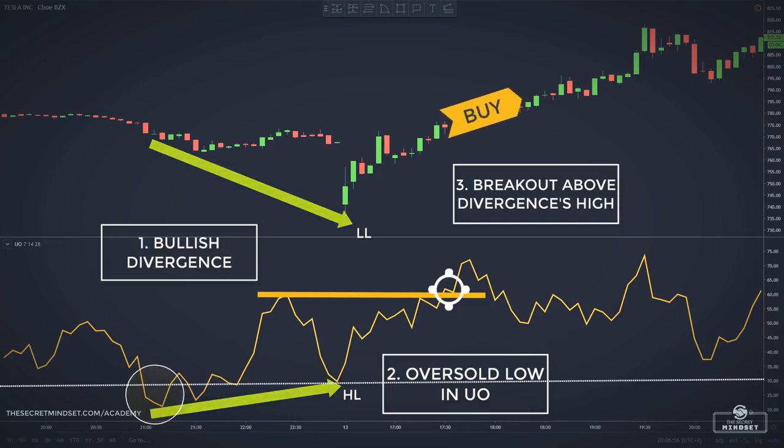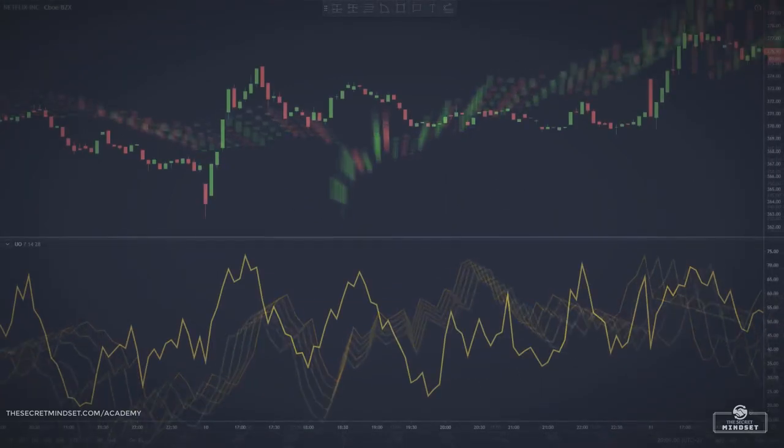Now, technical analysis requires a little flexibility, and in some cases, I don't like to wait that much for the oscillator to increase above the high of the bullish divergence. An alternative entry I often use is a move above the 50 level of the ultimate oscillator.